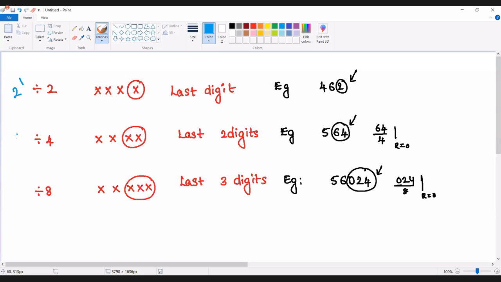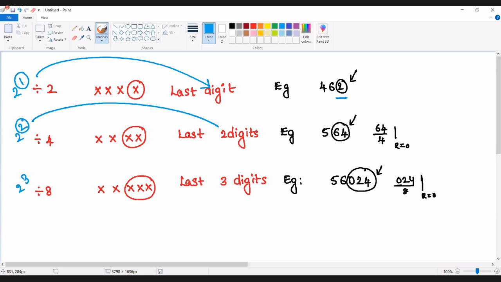You can also remember it like this: 2 is 2 power 1, 4 is 2 power 2, 8 is 2 power 3. Because it is 2 power 1, to check the divisibility of 2 you can check the last one digit. Because 4 can be written as 2 raised to the power of 2, you can check the last two digits. If the last two digits are divisible, we can say that it is divisible by 4.